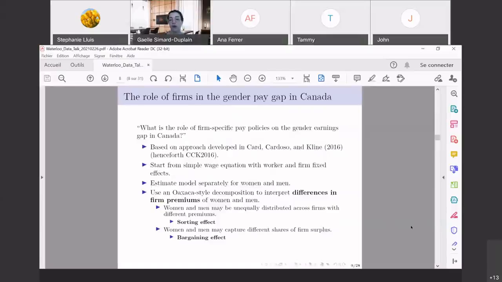So having said all this, maybe this is a good point to stop and ask if anyone has a question about just the overview of SEED and what it can buy us for studying the gender pay gap in general.